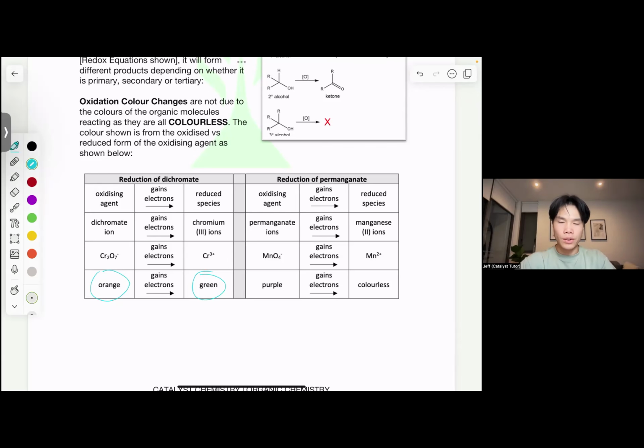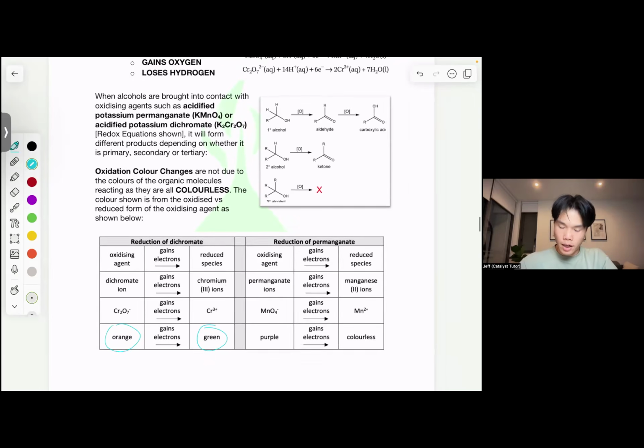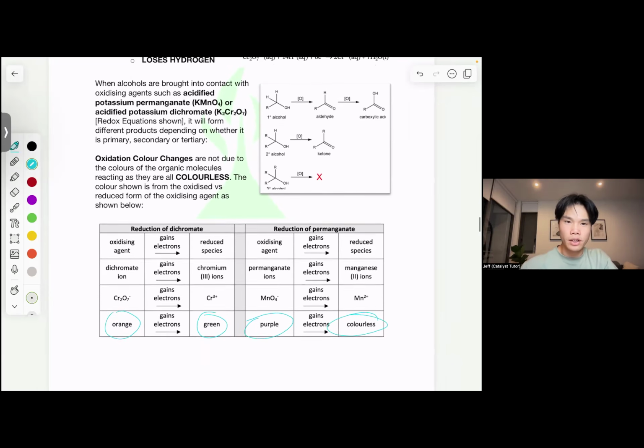I would say it's really important, because if you don't know the colors, in a question where they tell you this alcohol was placed in a dichromate oxidizing agent and it showed a green color, you would be expected to know that it is a primary or secondary alcohol, because you've had a color change to green. They might not even say it changed color, just that it ends up as green. And permanganate would be purple and going to colorless if it oxidizes something.